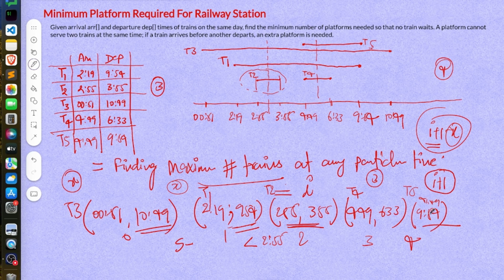What it means is that by the time T4 is present, you would have 4 trains available on the platform, because 5 have arrived minus departed is just 1, so 4. We can also see at T4 there are 4 trains, right? So I hope you understand this.